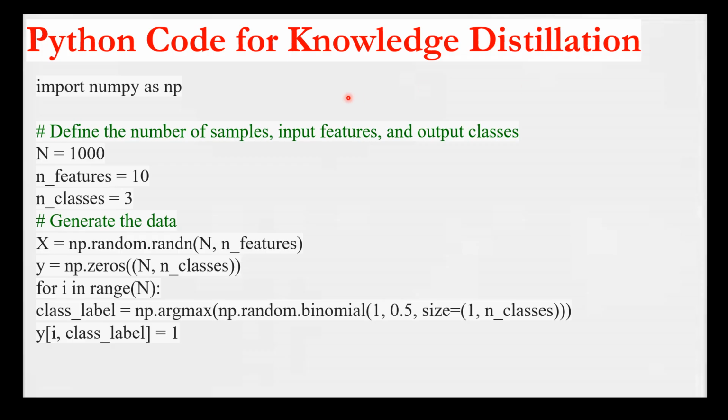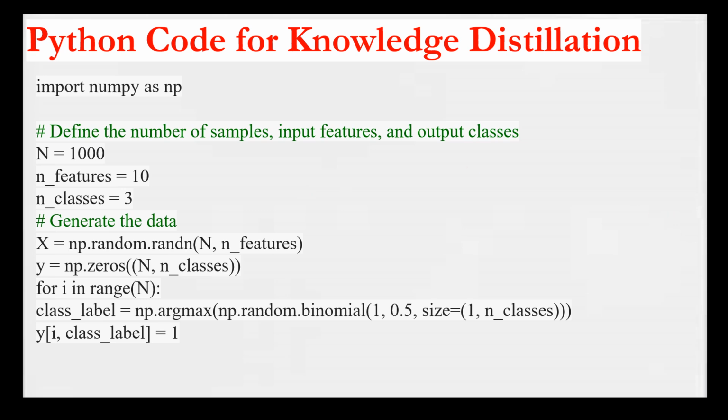So to better understand this, let's discuss a simple example of knowledge distillation in Python using a synthetic data set. This example uses Keras, a popular deep learning library for Python. First, let's generate a synthetic data set. In this example, we have a data set with 1000 samples, 10 input features and 3 output classes. The X array contains the input data and the Y array contains the one hot encoded labels.